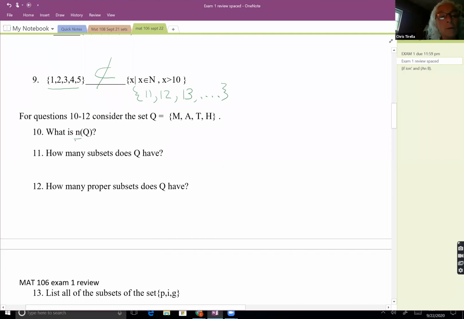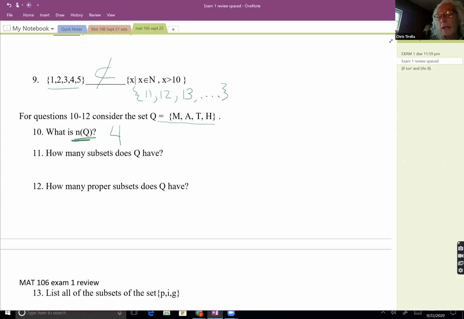Question number 10, what the heck does that notation mean? How many elements are in there? So when I look at my set Q, how many things are in there? 4. And is everybody all right when I'm looking at cardinality? That's just a number. It's not a set. It would be wrong if I put that in braces. We leave it out of the braces.